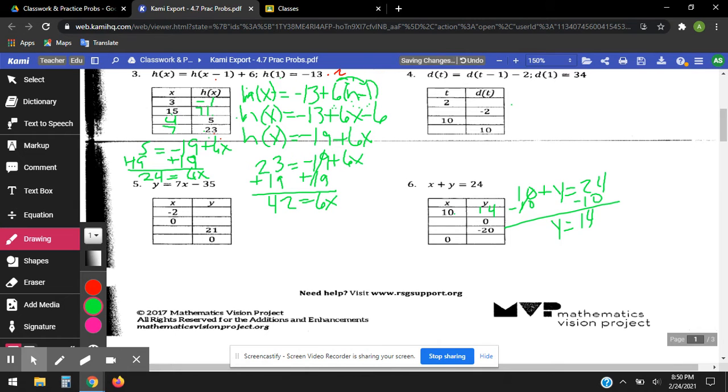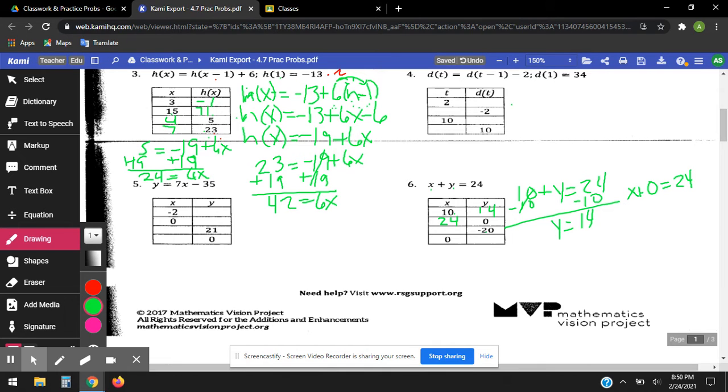Well, now I have a 0 in there. So instead of 0 for x, I'm going to put it in for the y. So x plus 0 equals 24. Well, that one I know in my head. 24 plus 0 equals 24.